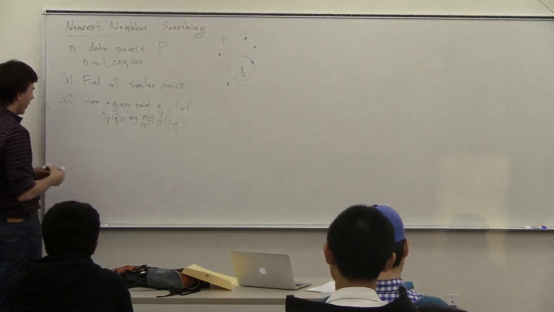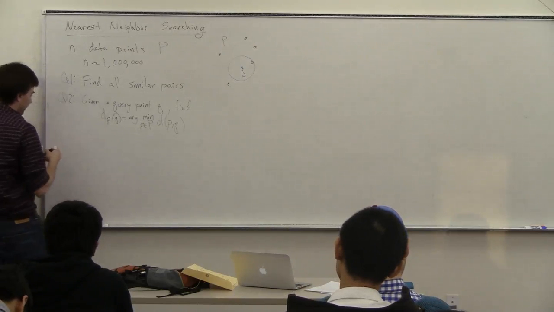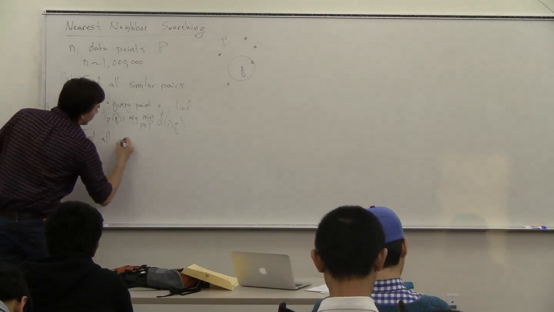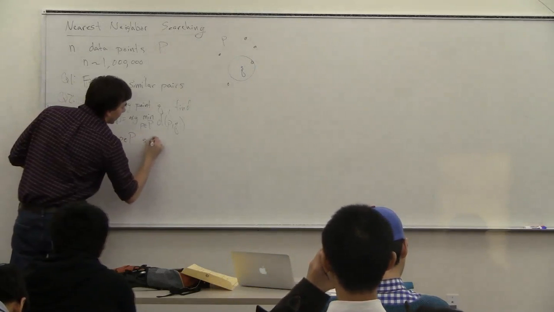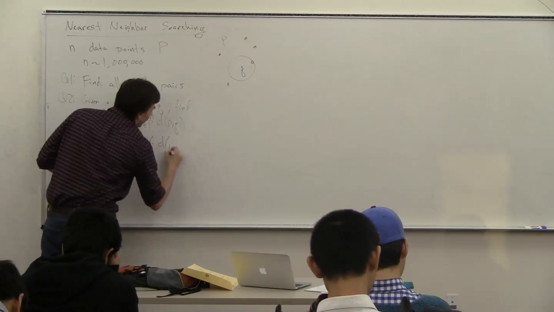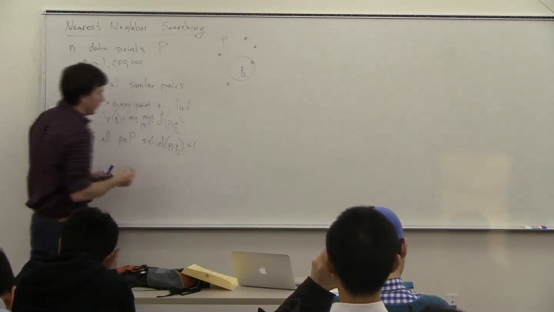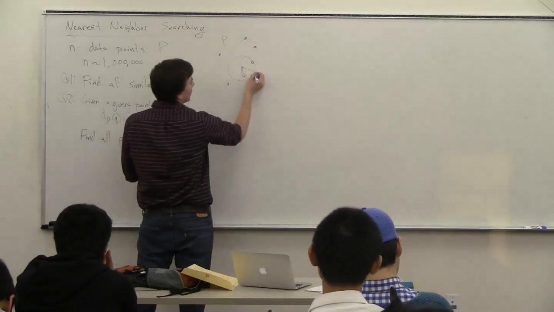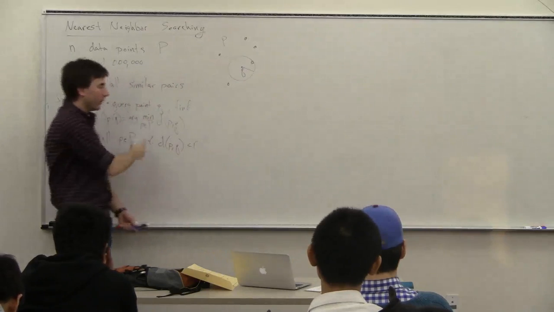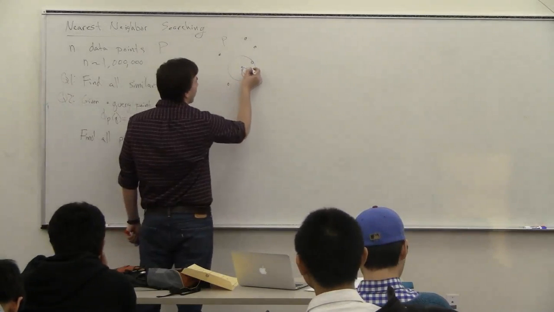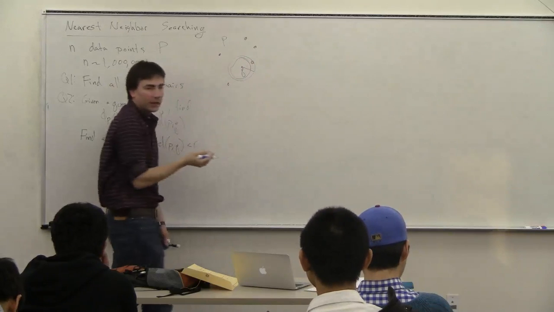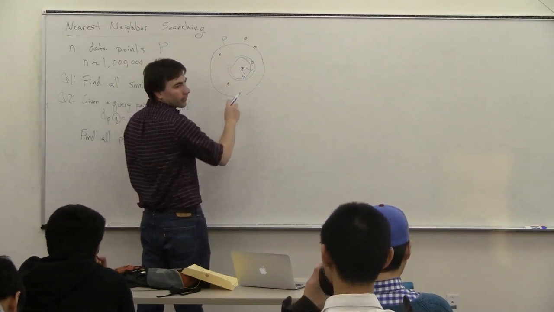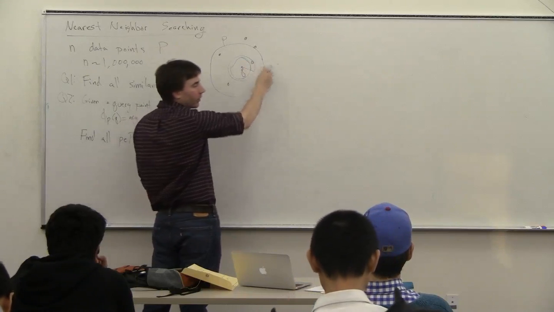There's another kind of related question, which is to find all p in P such that D of p and Q is less than R, right? So we're finding all the points within some radius. If our radius was this distance, then it would just be this point and the query returns the same thing. But you could also have a smaller radius where the answer is nothing, or a larger radius where you return these two points and also this third point, so you return all the points which are inside of here.